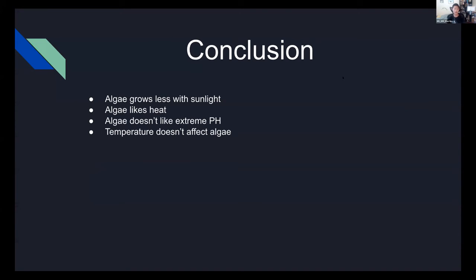Conclusion. Algae grows less with sunlight. Algae likes heat. Algae doesn't like extreme pH, and temperature doesn't affect algae. Thank you for listening.